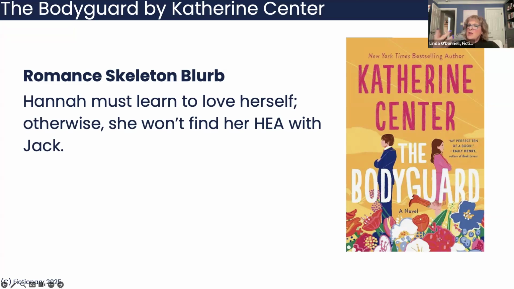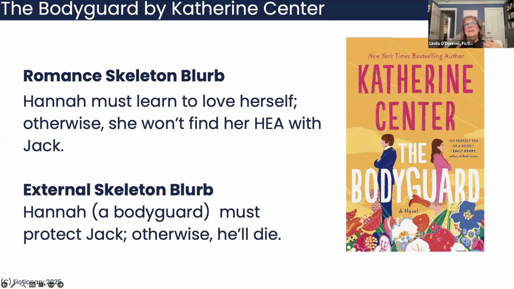But we have this other thing going on in the book. Turns out Jack is an actor, and he's got a stalker. And this is why Hannah gets assigned to protect him. So her goal in that external blurb is that she must protect Jack, otherwise he'll die. But do you see how these two goals, these two blurbs work together? Because protecting Jack is going to put her in his orbit. She's going to be spending time with him, protecting him, which is the perfect setup for a romance.